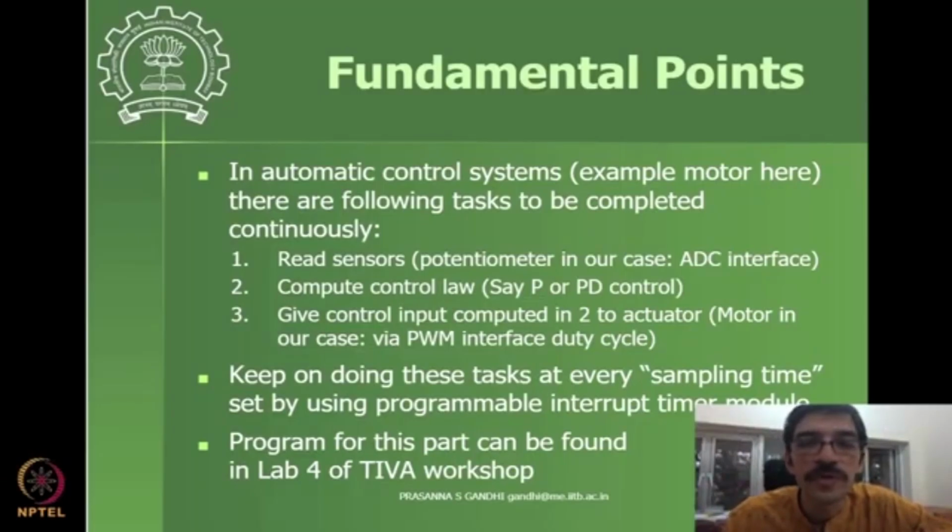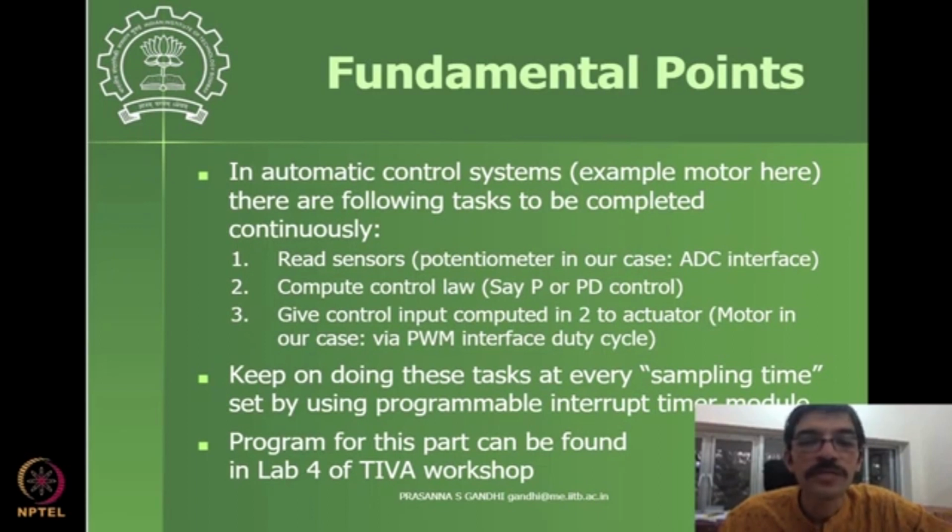So this is the fundamental principle for any automatic control system, which we are discussing with respect to the example of a motor in our case. There are these following three tasks that happen continuously. One is reading of the sensors. So it's not a potentiometer, it's an encoder in our case. Please update that this is an encoder, not a potentiometer.